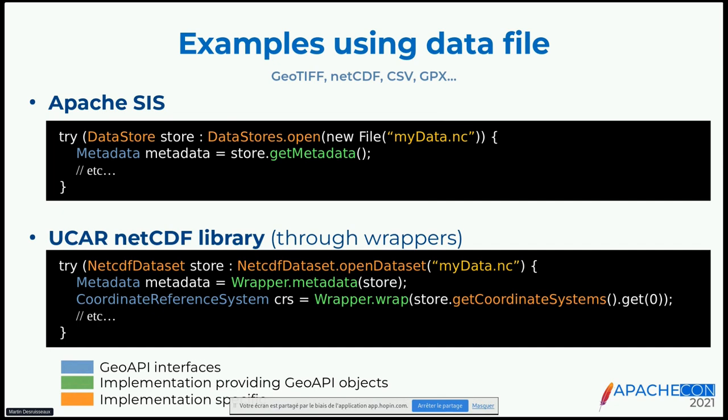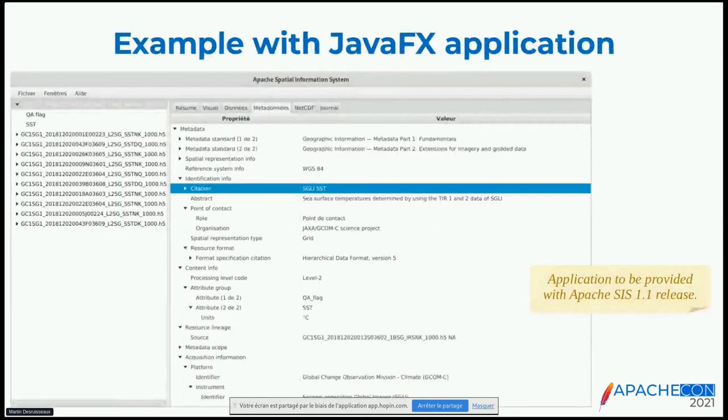Those wrappers are not very extensive right now. They can be developed more later. But we already see that we can get metadata like the reference system using those wrappers. And there is also an application, a JavaFX application, which is going to be available in the 1.1 release. By the way, the 1.1 release, I hope, will be next week. I was hoping to have it on time for this presentation, but we need one more week.